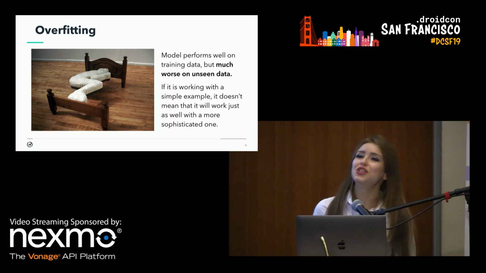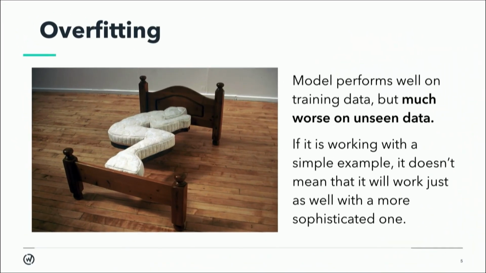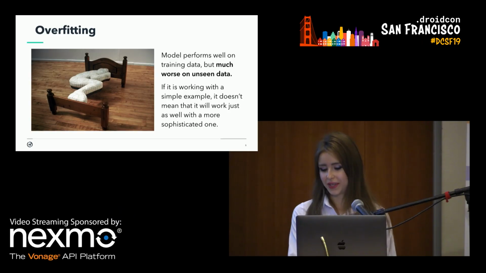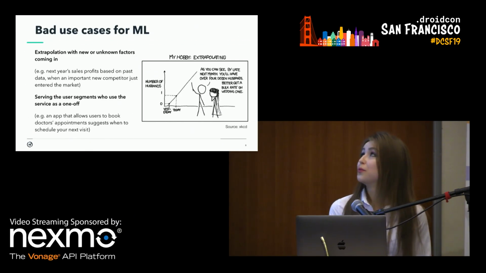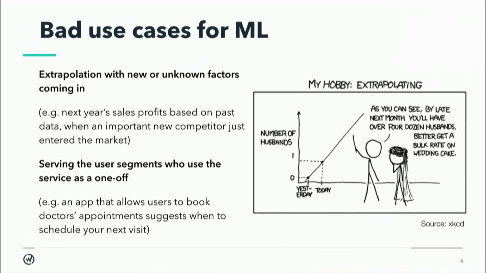Then one issue that can happen with machine learning is overfitting. That means that your model performs well on training data, but it doesn't do well at all on new unseen data. And so it's really important to remember that if it is working with a simple example, it doesn't mean at all that it's going to work just as well with a more complicated or sophisticated one. And let's look into some more bad use cases for machine learning. We talked a little bit about extrapolation already.